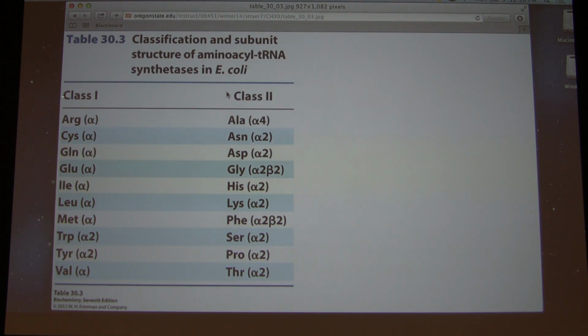This shows us that there are two classes of amino-acyl tRNA synthetases. Class 1 enzymes shown here, there are 10 of them, and the class 1 enzymes all put the amino acid onto the 2' end of the tRNA. The class 2 enzymes all put the amino acid onto the 3' end of the tRNA.